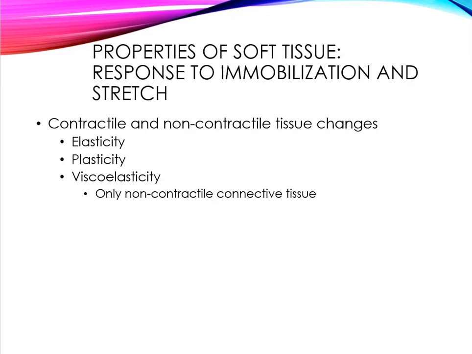Properties of soft tissue and response to immobilization and stretch. So when soft tissue is stretched, elastic, viscoelastic, or plastic changes occur. Both contractile and non-contractile tissues have elastic and plastic qualities, while only non-contractile connective tissues have viscoelastic properties.